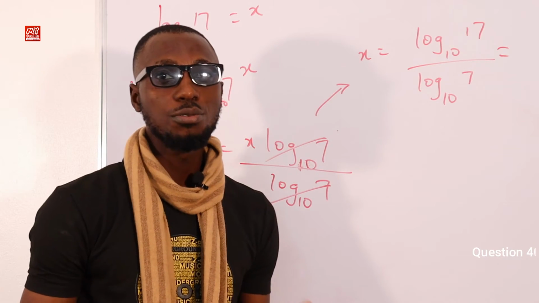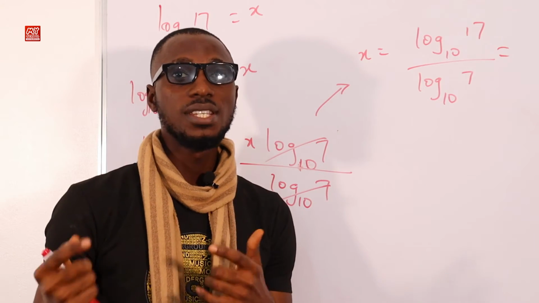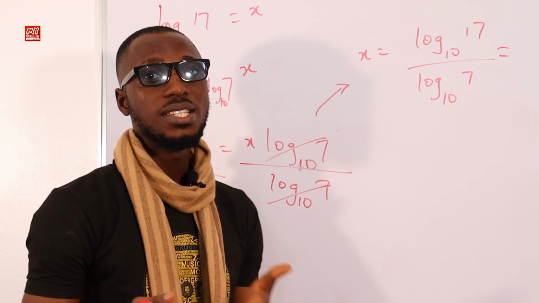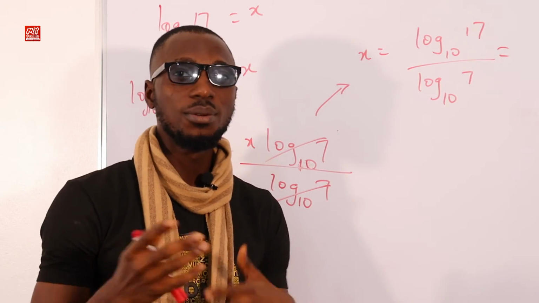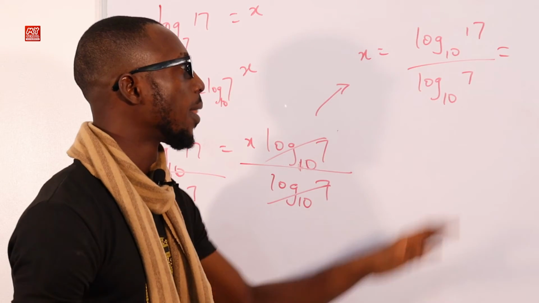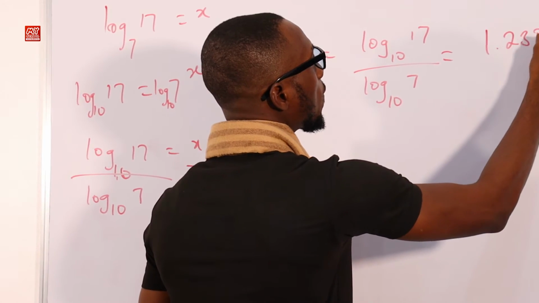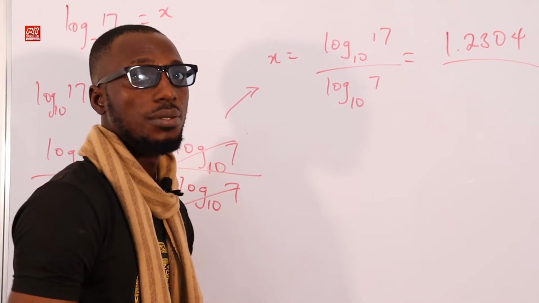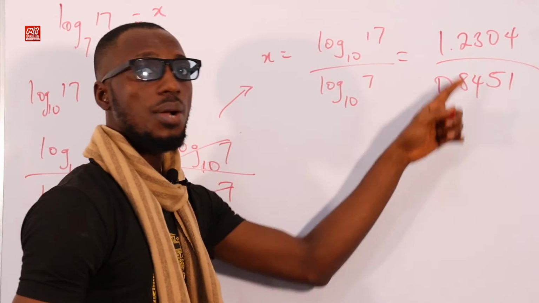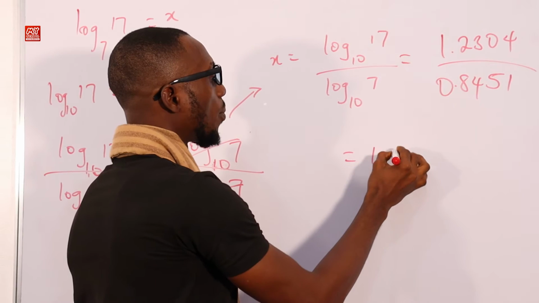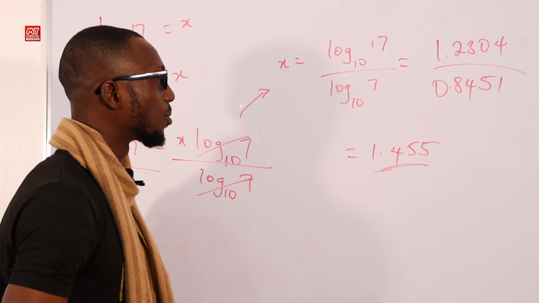Like for instance, log 2 is 0.30103, log 3 is 0.4771, log 4 is 0.6020, like 0.6021, yeah, thereabout. So log 17 is 1.2304, then log 7 is 0.8451. So by the time we divide this, what we should have is 1.455. Yes, so you can use other anti-log methods to confirm your answer.